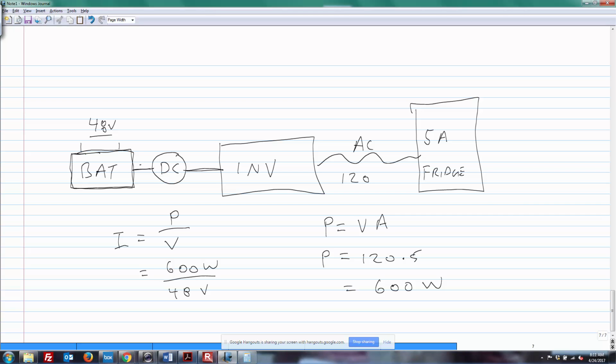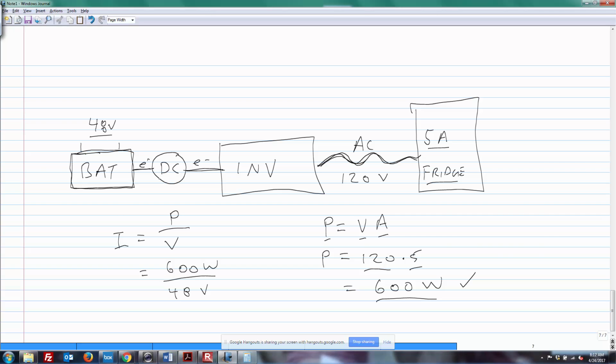So the current comes to the inverter. The inverter sends it out as AC current. AC is coming out at 120 volts. And let's just say we have a refrigerator running at 5 amps. So the power in the fridge is volts times amps. So 120 times 5 is 600. So this is a 600 watt system.